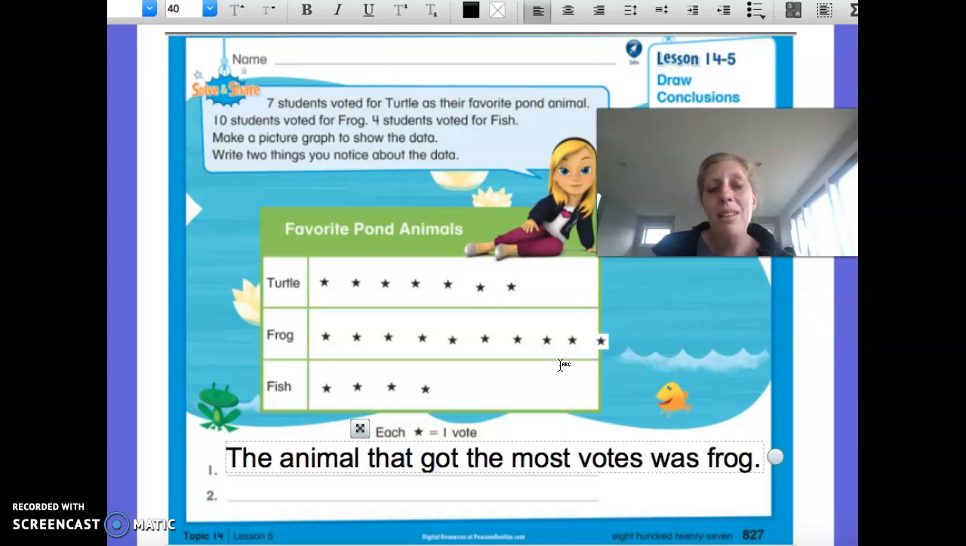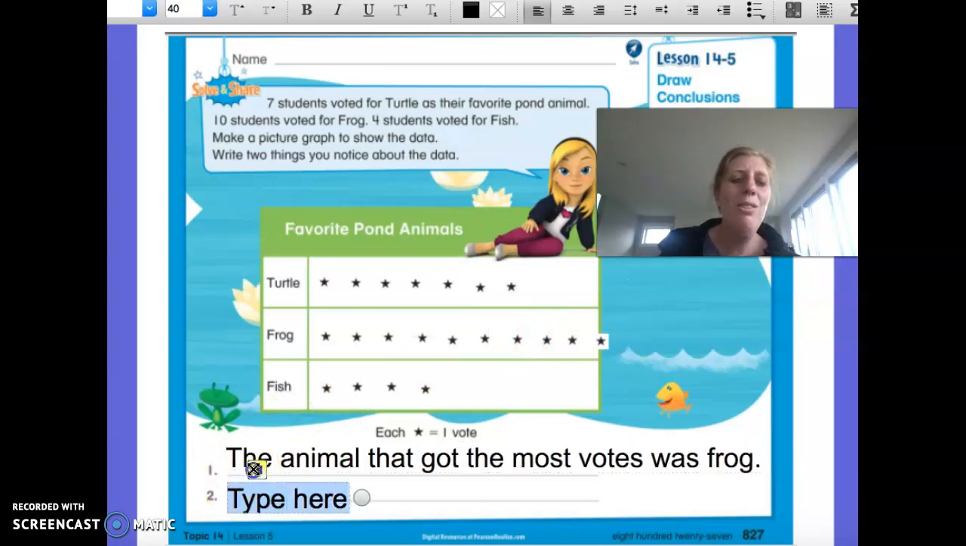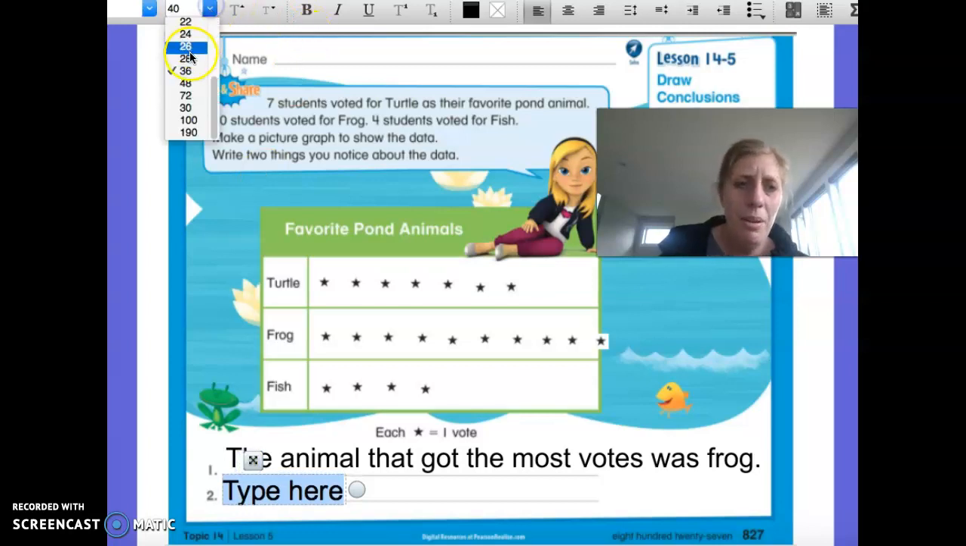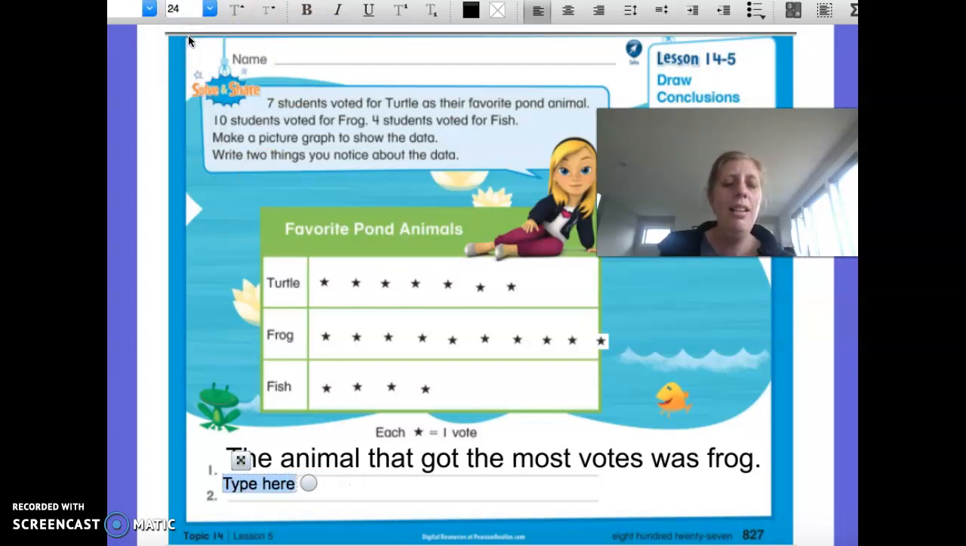Well, an obvious thing would be fish had the least votes, but I'm going to try to think a little bit deeper. Turtle plus fish equals more than frog, right? If I added 4 more up here, it would be 11, and that would be more than frog. So I'm going to put that for my second, because I think that's just a little bit more creative than saying the least was fish. I'm going to make this smaller so it's going to fit.